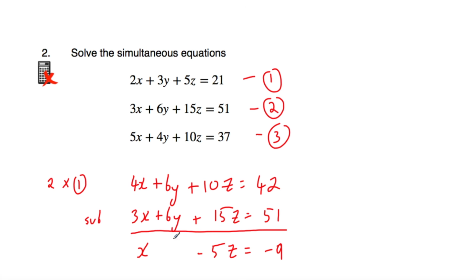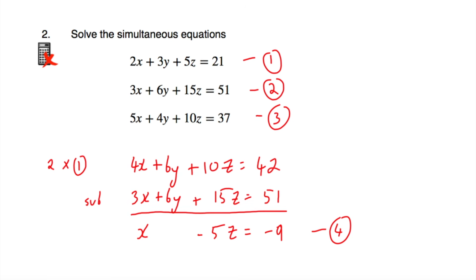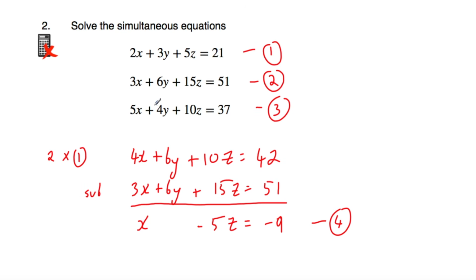So that's fantastic. We've now got an equation just with the variables x and z. There's no y variable in that equation. So that's great. We've eliminated one of the variables. And I'm going to label that equation 4. Okay, so we've now eliminated y from these two equations. Now let's have a look and see how we can use equation 3 along with either equation 1 or equation 2.